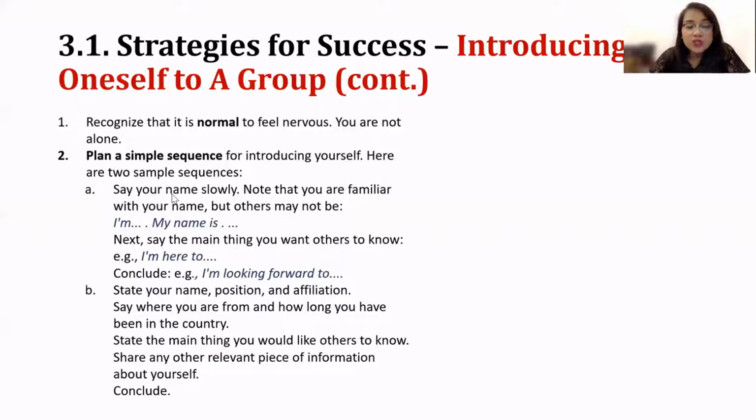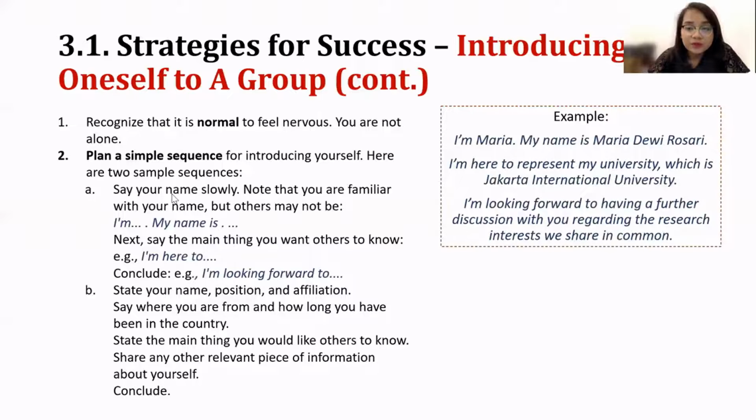If you want to share a relevant piece of information about yourself, make sure it's something that you're comfortable with other people knowing, right? If you think that it's too personal, don't share it. I will show you the examples of the introduction, and after that, I want you to make your own.